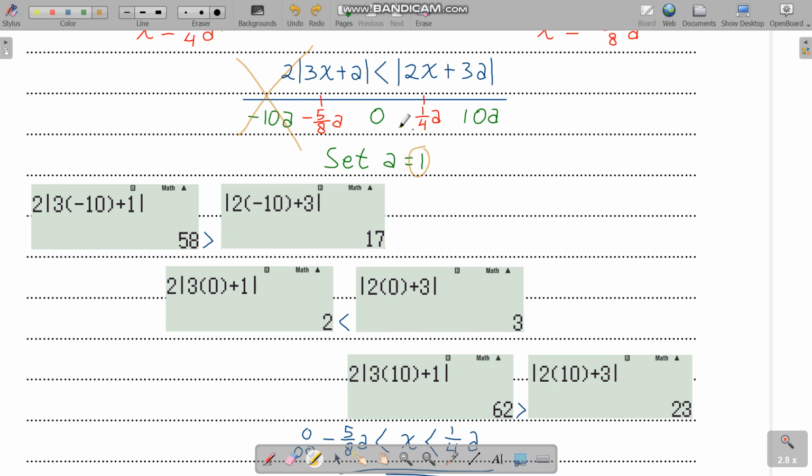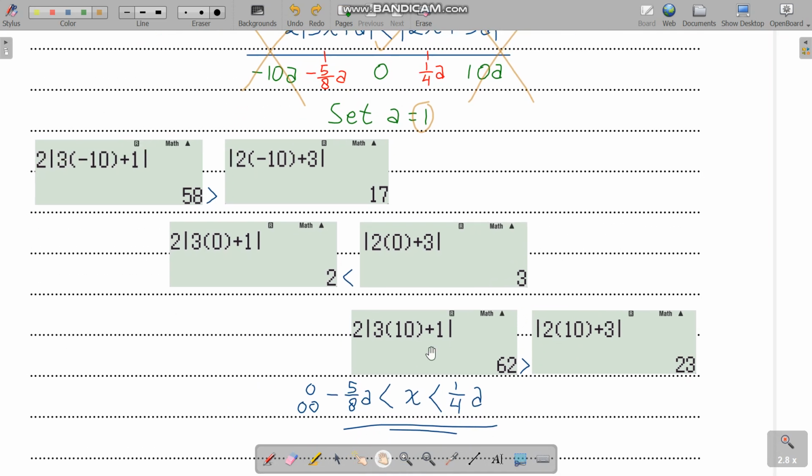Now for the middle value, we plug in 0, we get 2 and 3. 2 is smaller than 3, so this means we can use the middle interval. And on the right, we plug in 10a, so 10 times 1 is 10. After plugging in 10, we see what we get: 62 and 23. 62 is not smaller than 23, so we cannot use the right interval. Since we can only use the middle interval, the final answer is between minus 5 over 8 a and 1/4 a.